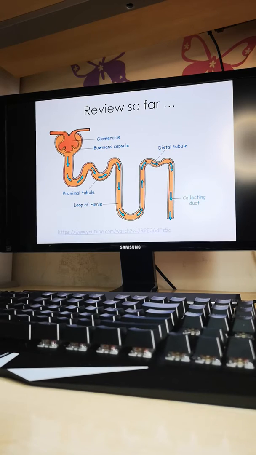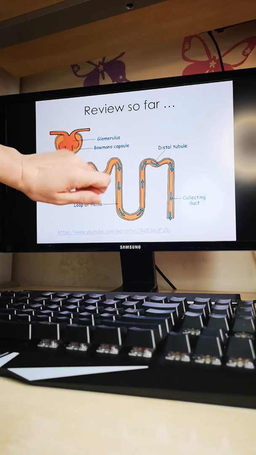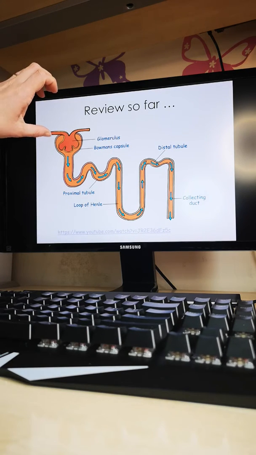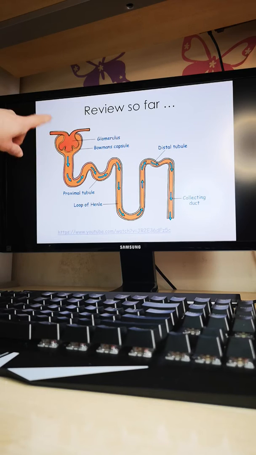Okay, so we're going to start with a recap of what we did last lesson. What I'd like you to do is to quickly sketch down this diagram here with all the parts of the nephron. And then I want you to write next to each part what happens in that region of the nephron up to the loop of Henle where we're up to.